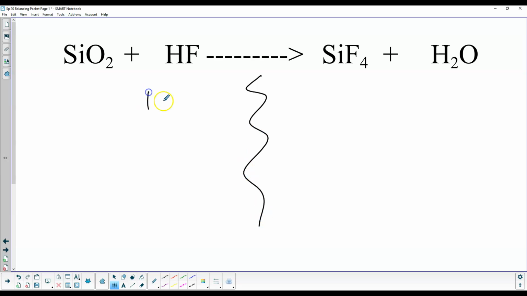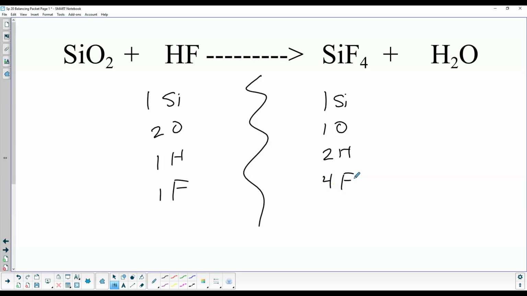All right, I have 1 silicon, I have 2 oxygens, I have 1 hydrogen, I have 1 fluorine. I'm going to go in the same order over here. 1 silicon, oxygens, I only have 1. Hydrogens, I have 2. And fluorines, I have 4. Silicon looks good. Oxygen, I have 2 and 1. So if I put a 2 here, oxygen becomes 2.